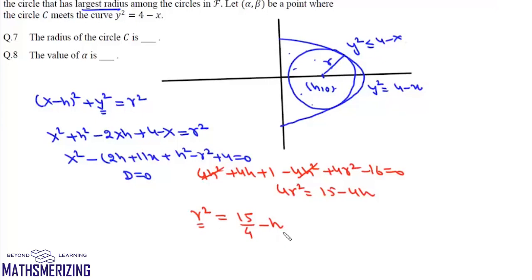Now what is the smallest possible value of h? Now we can consider this h till the point where this circle is big enough to touch this y-axis. So in that case, this h and r will be equal.